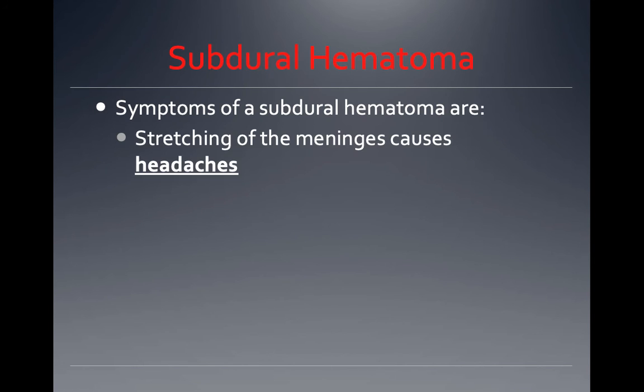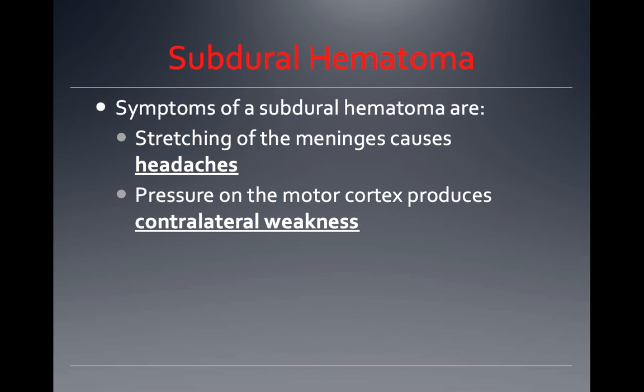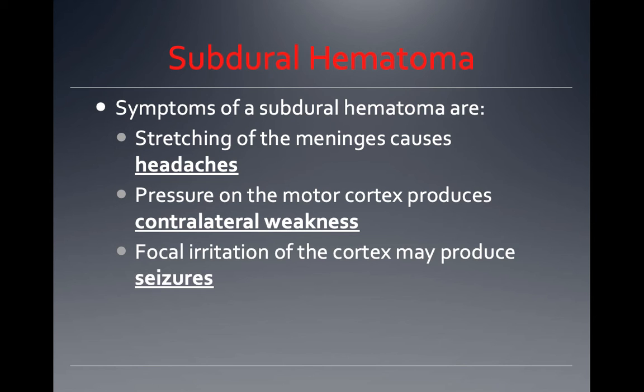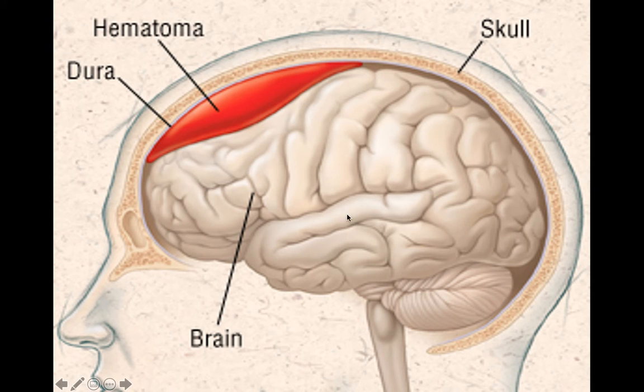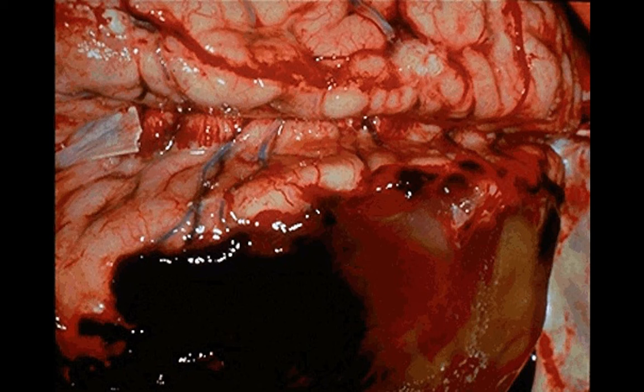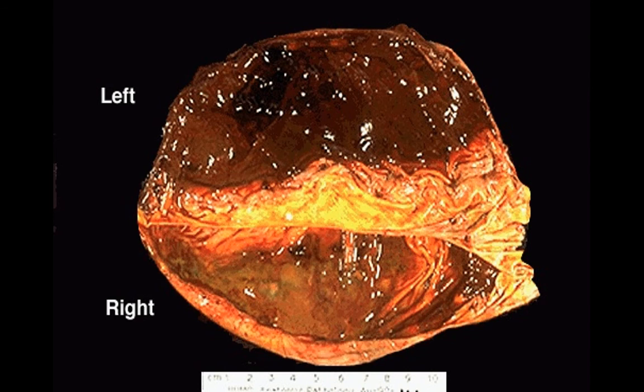So symptoms of a subdural hematoma, you have headache, contralateral weakness, seizures can occur, and it can impair cognition and eventually can lead to dementia. So again, just showing you cartoon-wise a hematoma and the pressure it creates on the brain. And this is a subdural hematoma. Another huge subdural hematoma.